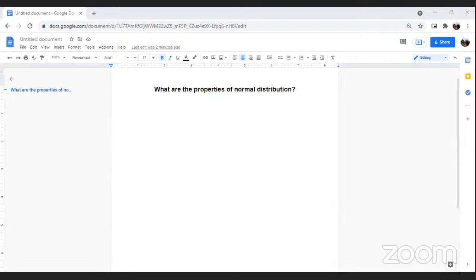Right. So the mean, median, mode are equal, right? The curve is symmetric in the center, and the total area under the curve is one. So basically, the data is equally distributed on either side, left and right, from the center.